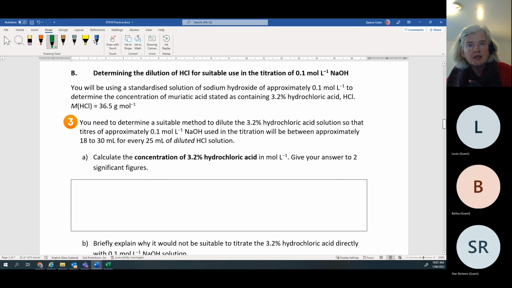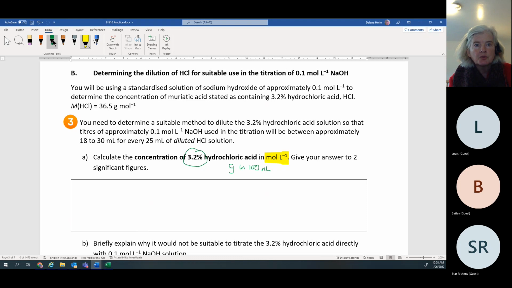Now, this is where we get the dilution, where we can do it in the lab or we can do it theoretically like this. So when you want to work out the dilution, and I know we did do a bit of this, but we'll just do it over again. The first thing you need to do is convert this unit, which is a percentage unit and means grams of HCl in 100 milliliters of solution. We want to convert it to moles per liter.